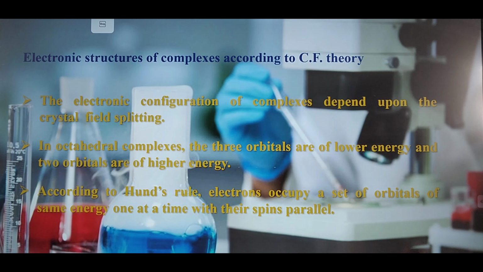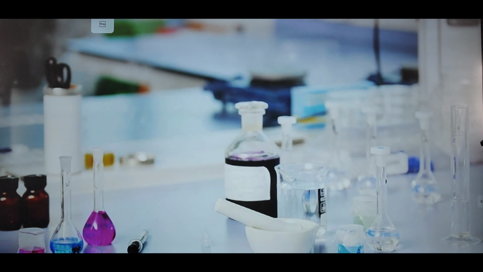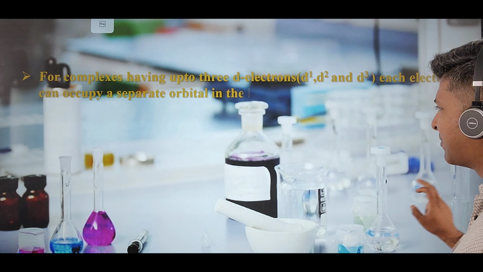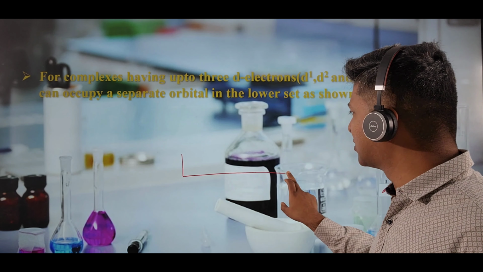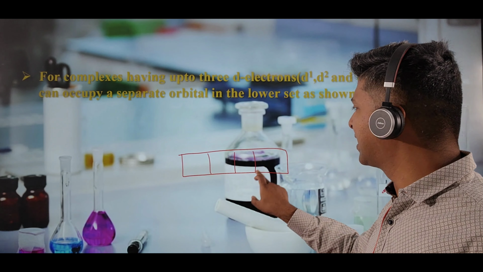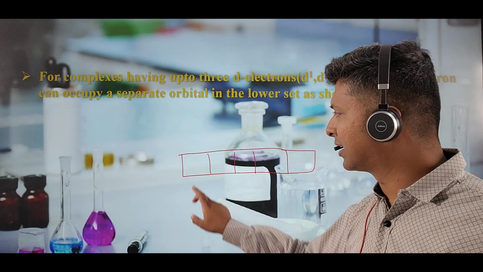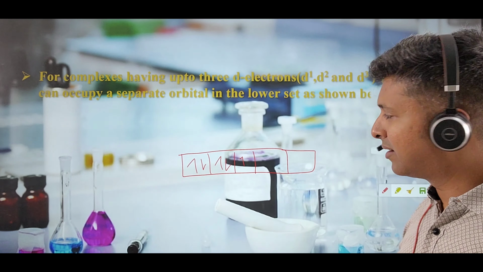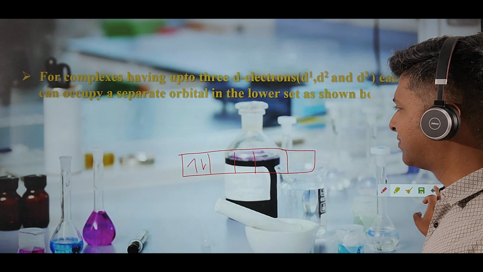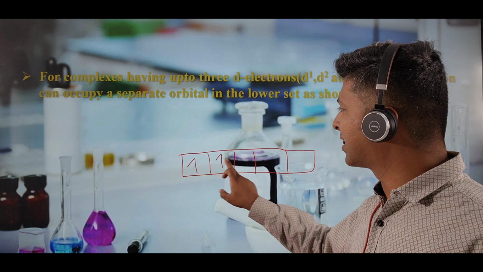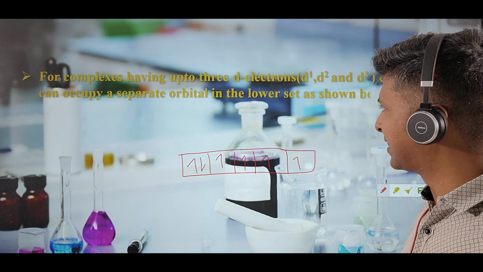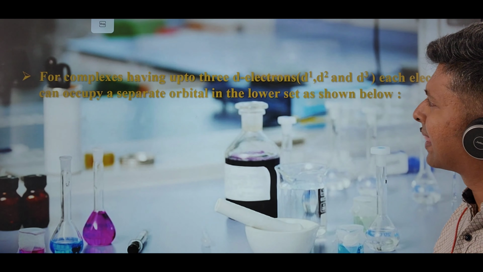According to Hund's rule, electrons occupy a set of orbitals of the same energy one at a time with parallel spins. Everyone knows Hund's rule from 11th standard. For example, if we fill 5 electrons, do we fill them paired, 1, 2, 3, 4, 5? No, Hund will come and scold us, right? So what does Hund's rule say? First fill the electrons in orbitals of similar energy with the same spin, and then go for the opposite spin.